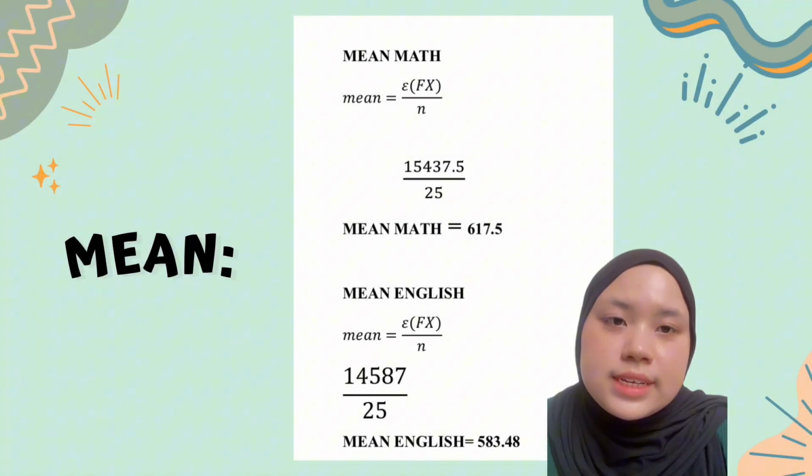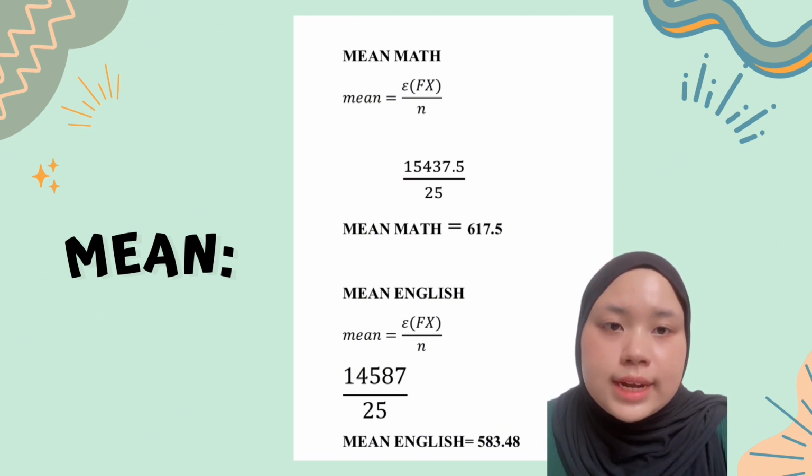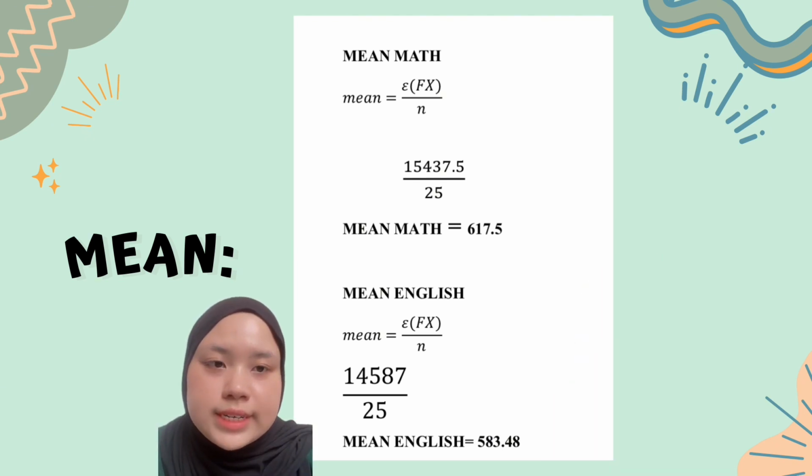So this slide shows my answer for the mean for both math and English. For knowledge, the definition of mean is the sum of data entries divided by the number of entries. So this is the formula for the mean.